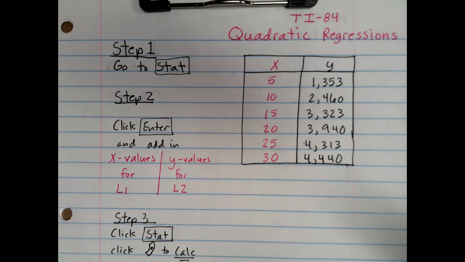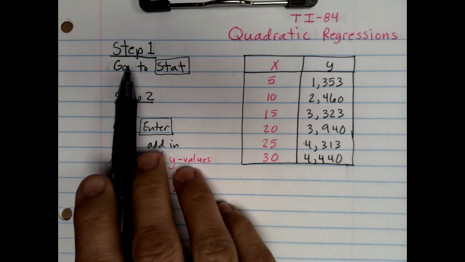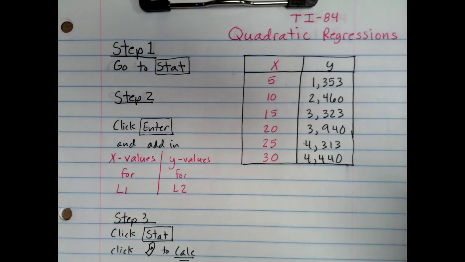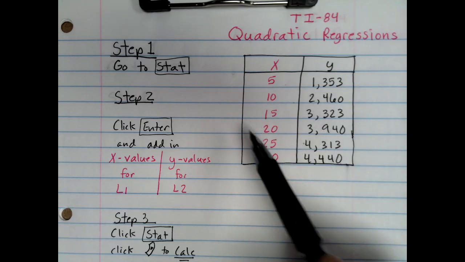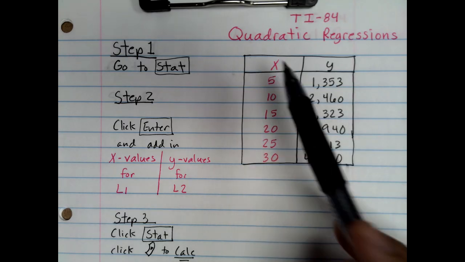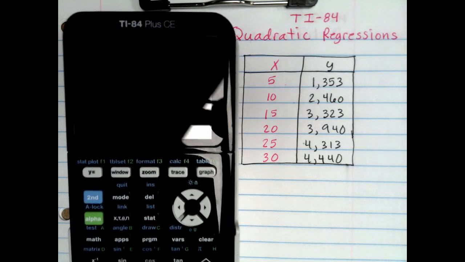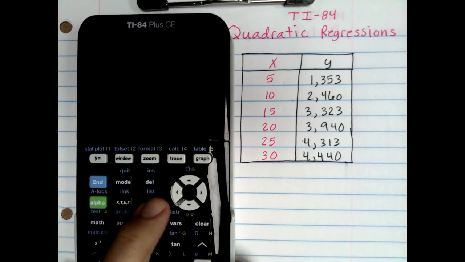In this video today, we're going to be looking at doing quadratic regressions with the TI-84 calculator. The first thing you want to do when you're asked to either find an equation or make a prediction using the data that you have, and it tells you that it's quadratic, is step one: go to stat on your calculator. So I'm going to put my calculator right up here, and I'm going to hit the stat button. That's right over here to the right of alpha.